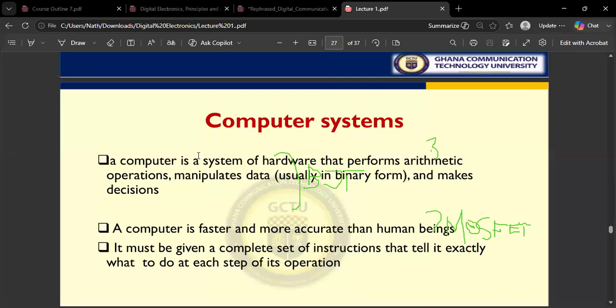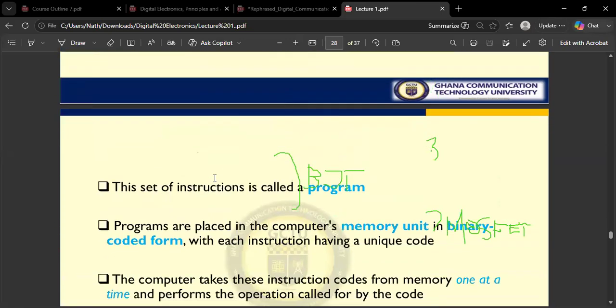So before a computer can perform a function, you need to give it instructions, a complete instruction. Let's say, how are you? How are you is an instruction, then the computer will perform that function, and you will see it as your display. So before a computer can perform a function or operation, you need to give it a complete set of instructions, and that complete set of instructions is what we call a program.